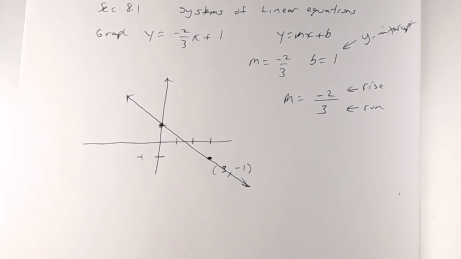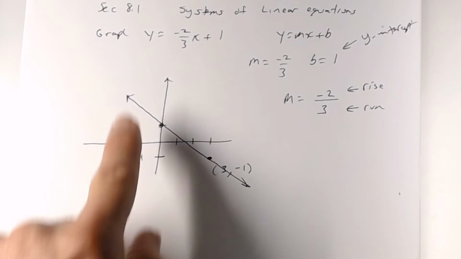These are all solutions. So that equation up there, y equals negative 2/3 x plus 1, has how many solutions? And remember, those solutions are ordered pairs. They're ordered pairs. And so how many solutions are there? An infinite number. There are an infinite number of solutions to this linear equation.